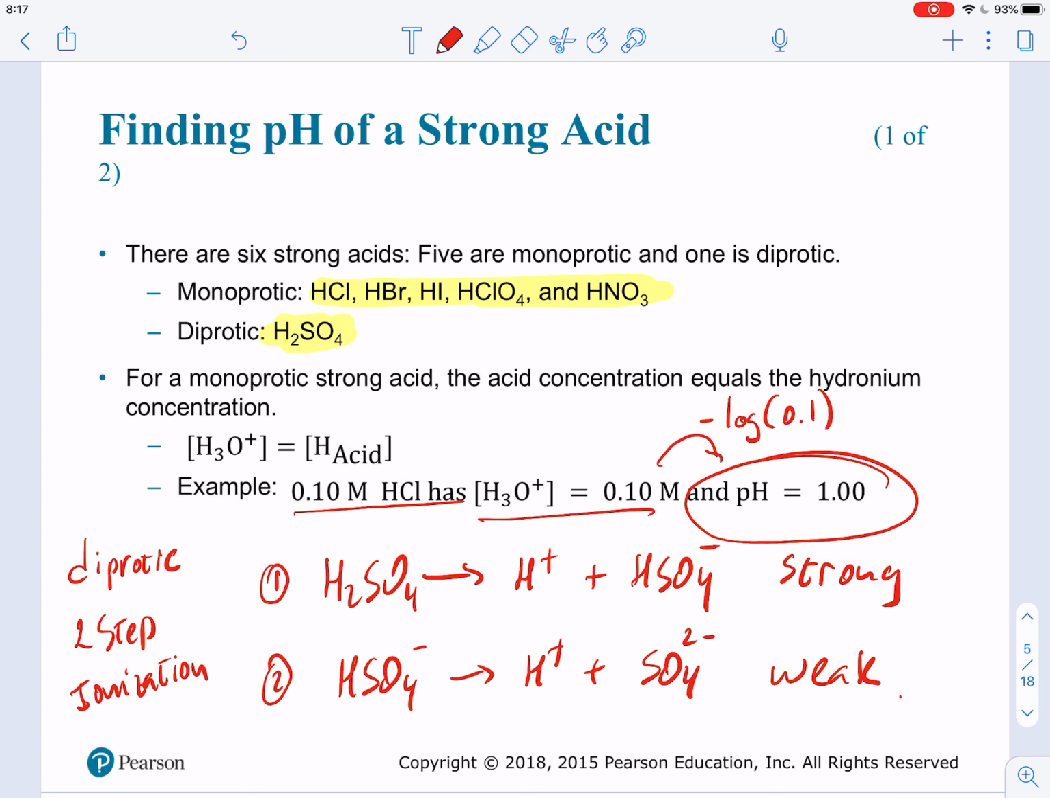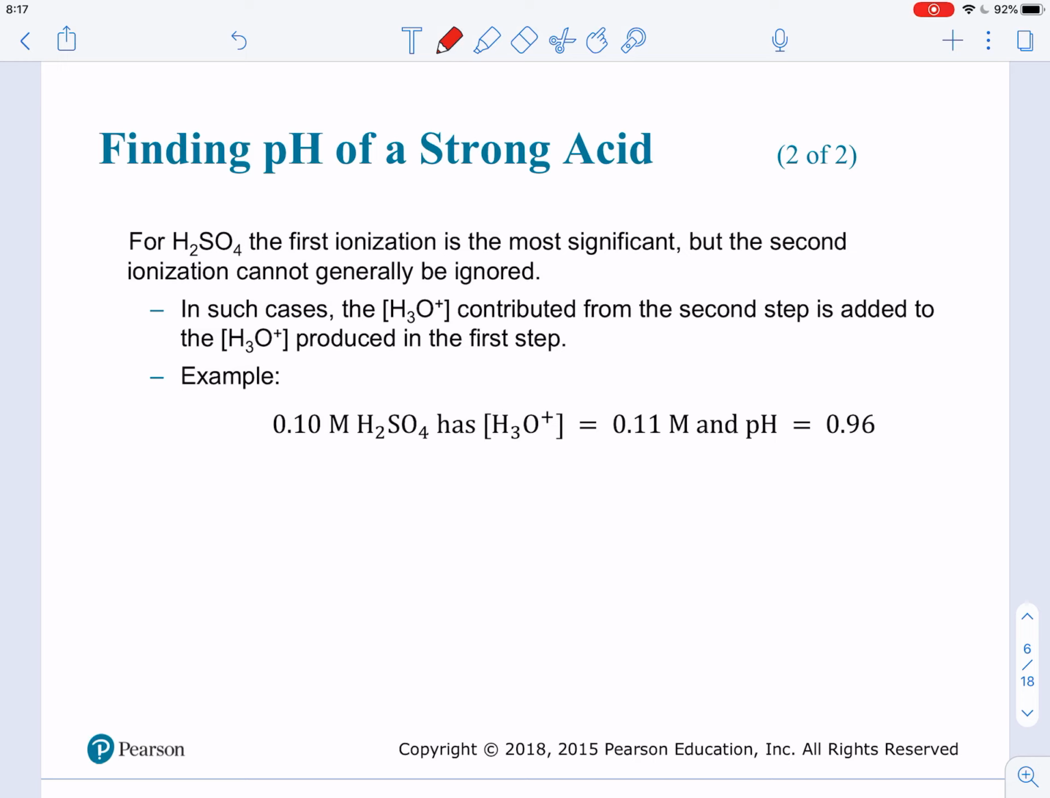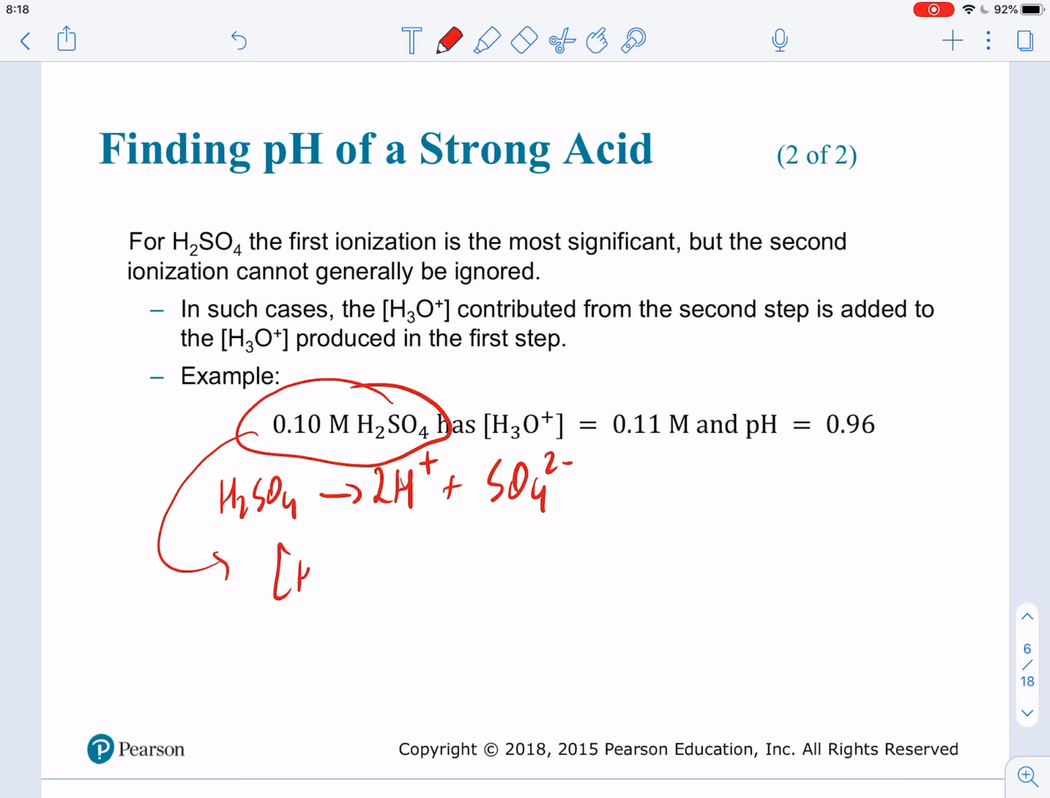What does that mean? So when you come here, if you were assuming that sulfuric acid did this, H2SO4 goes to 2H plus plus SO4 2 minus, then if the concentration of sulfuric acid was 0.10 molar, that means the concentration of H plus would be 0.2 molar. If both steps were strong acids, then the concentration of H plus would be 0.2 molar.